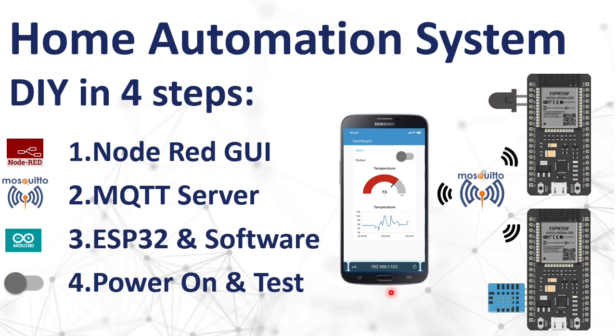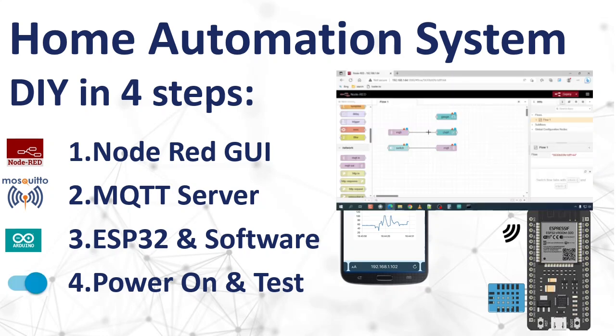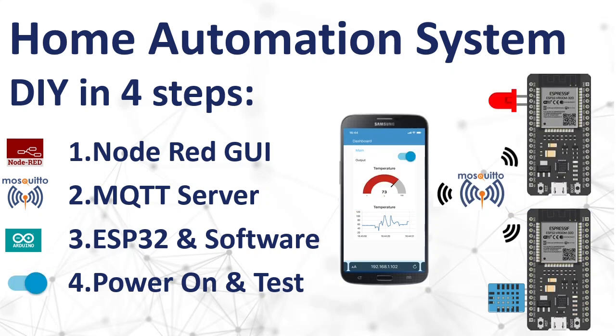We first set up Node-Red on a Windows PC. Node-Red makes it really easy to build a user interface. There's no need for any programming. Node-Red is drag and drop and it automatically includes a server. On the same PC we install the Mosquitto MQTT Server. This will handle all the communication in the system in the background.